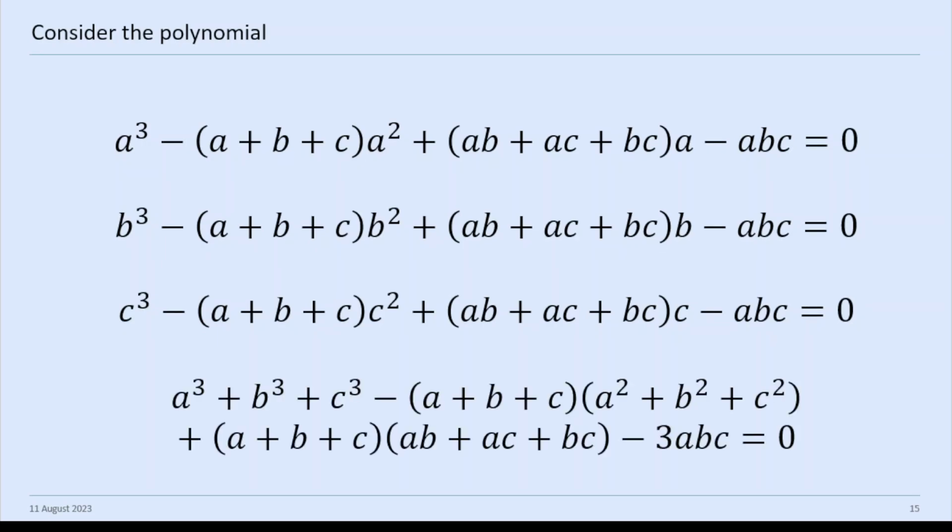When you add the 3 together, you get a cubed plus b cubed plus c cubed, looks hopeful, minus (a plus b plus c) times (a squared plus b squared plus c squared), which is great. Then you also get plus (a plus b plus c) times (ab plus ac plus bc) minus 3abc equals 0. So if then we rearrange that, okay, this is how we derive it.